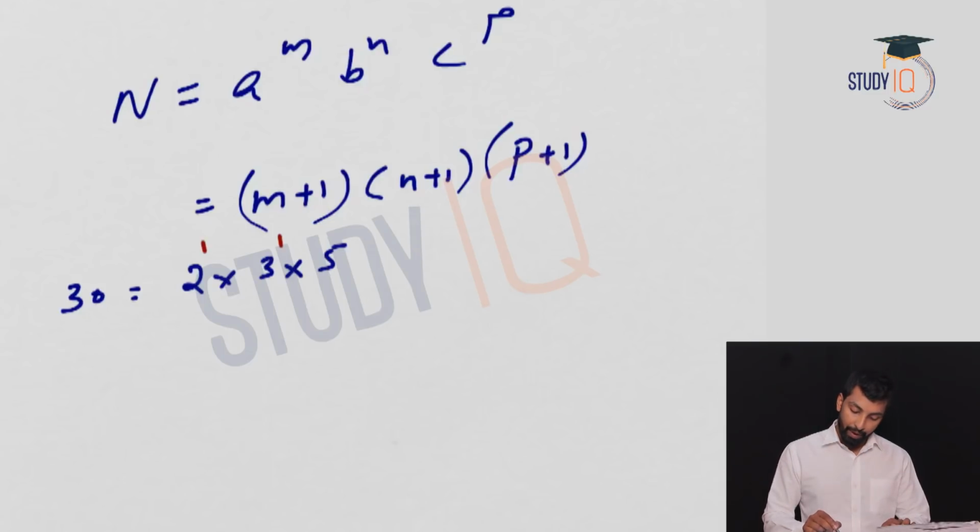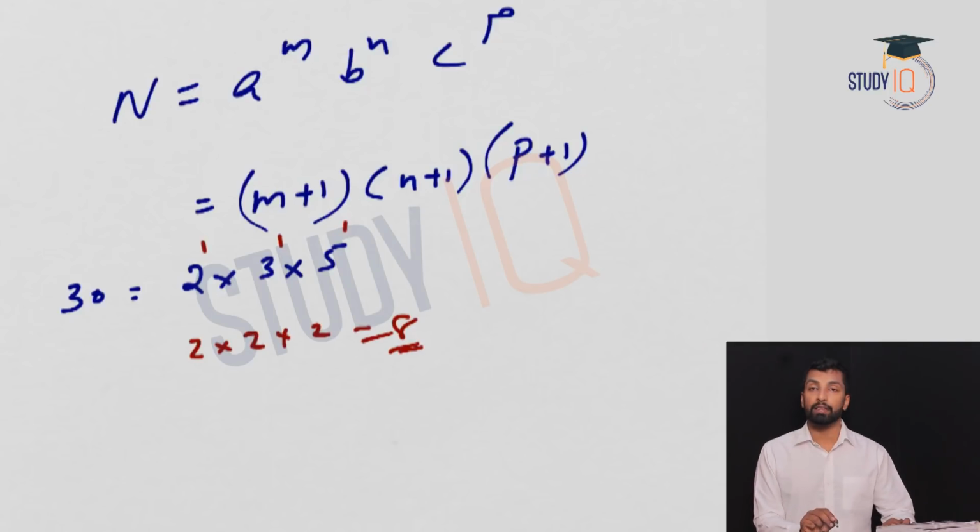Like in case of 30, you have 2 into 3 into 5. So in all these cases, power is 1. So 2 into 2 into 2, so you got 8. I hope this is clear for you.